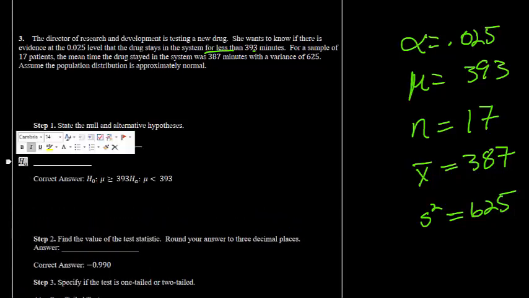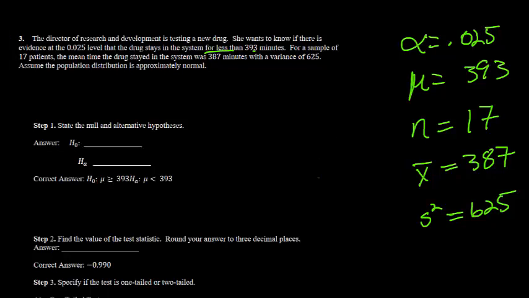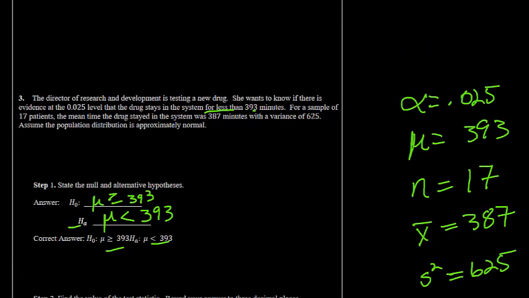State the null and the alternative hypothesis. Again, there's my H. There's my alternative. Let me make it visible. Tab it over so that it makes sense. All right. So just like before, this is the guy we're trying to prove. So this is going to be that mu is less than 393, and my H sub 0 is going to be the exact opposite, greater than or equal to 393.